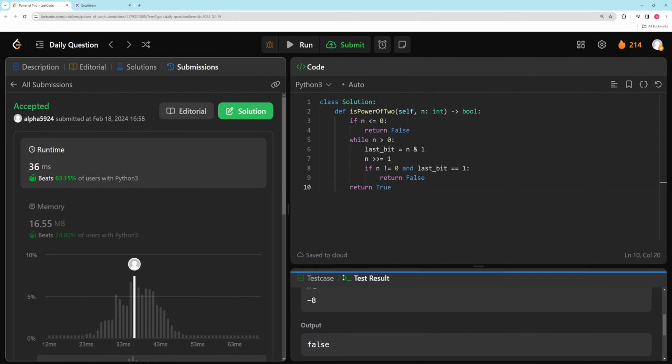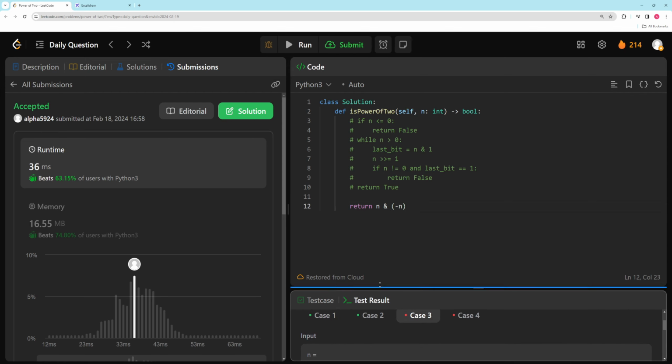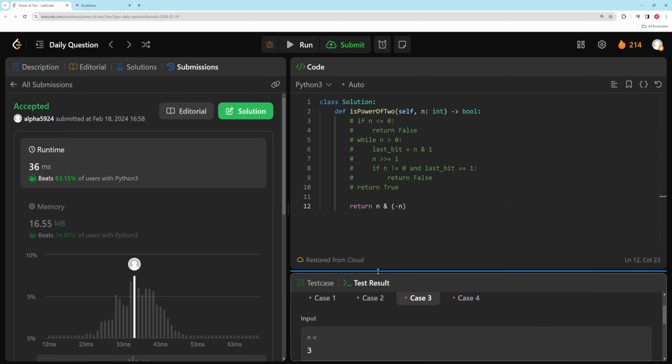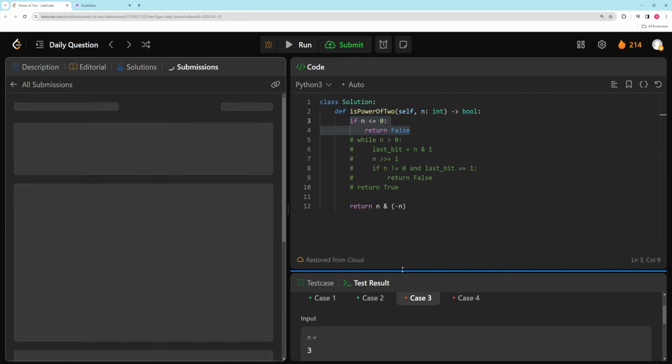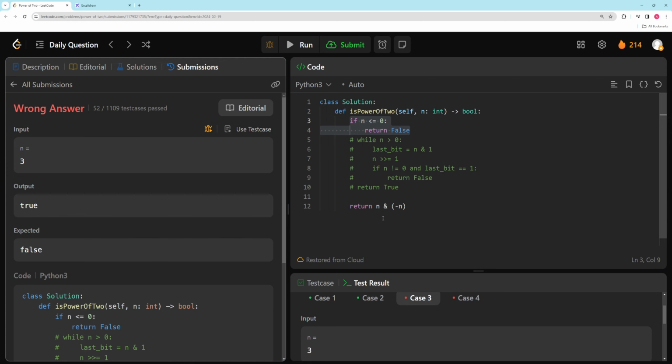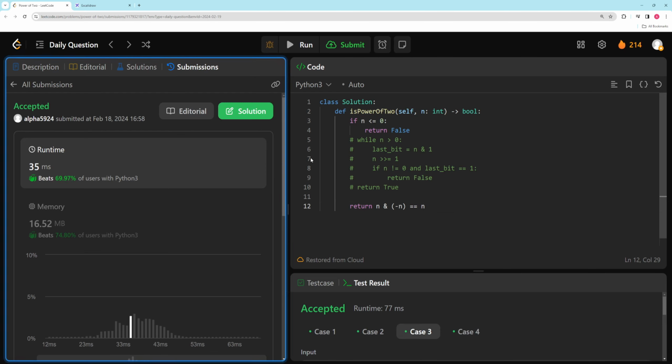And the fast solution that I showed in the examples, where you just do and, you can do this. You can say return n and negative n. And like I said, because the way this works is, oh, I still need this part here. What am I doing? Oh, right, forgot one more thing. It needs to equal n. Okay, hopefully that's correct. Yeah.